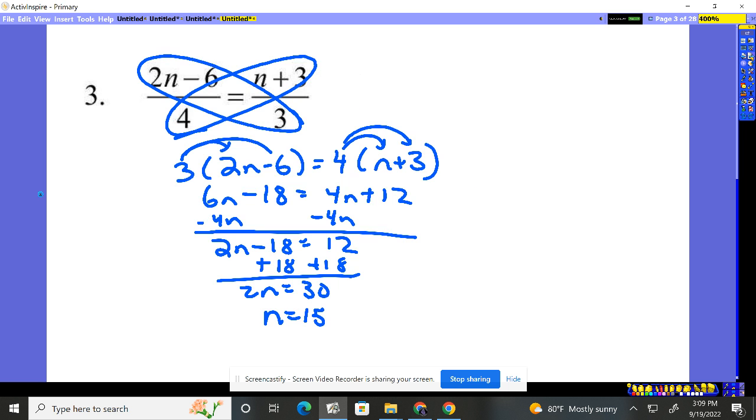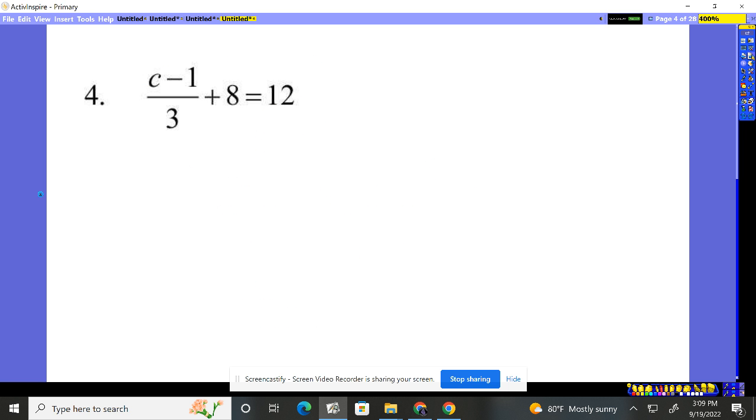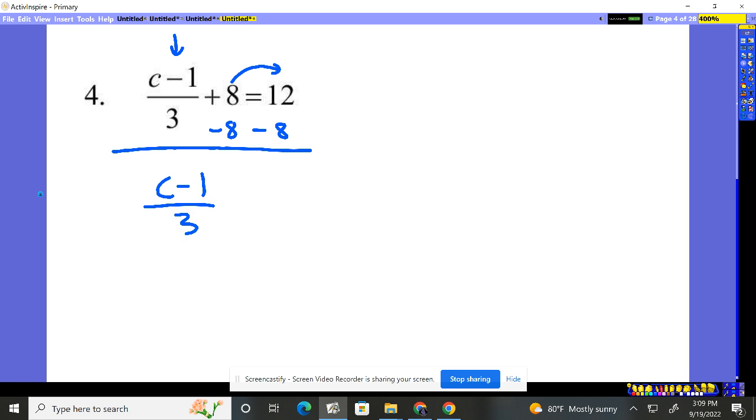Oops, went backwards, not forwards. This one I expect to give some of you trouble. Well, as soon as I see it, I know I'm going to try and isolate this fraction here. So I need that 8 to move over. So I'm going to subtract 8 from both sides. That tells you that c minus 1 divided by 3 has to come out to be 4, which you should have been able to look at this and said, hey, what plus 8 is 12? 4. That c minus 1 over 3 has to be a 4.